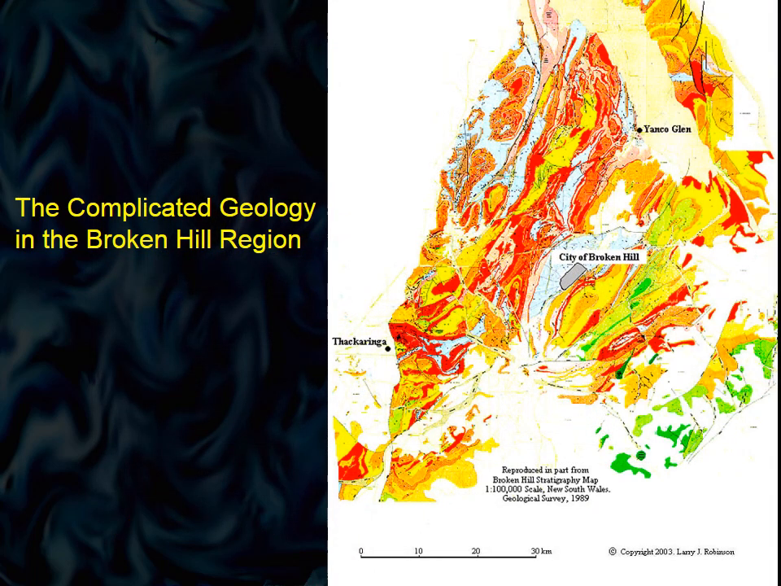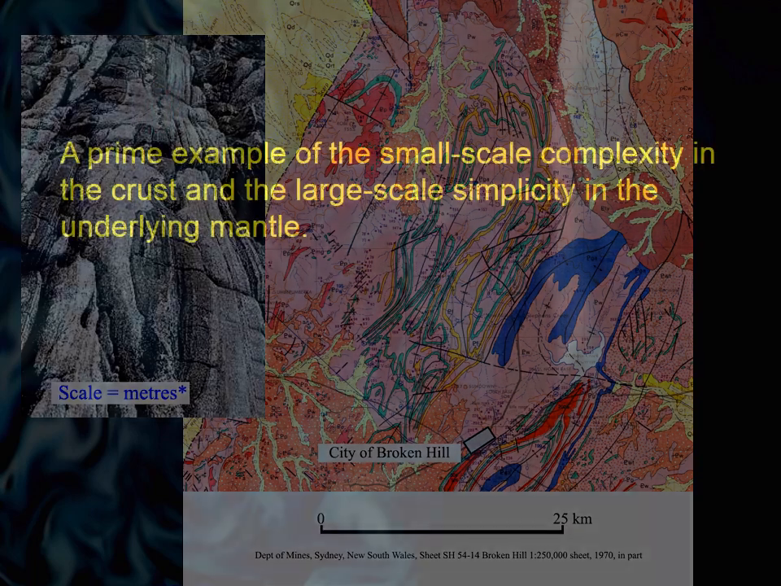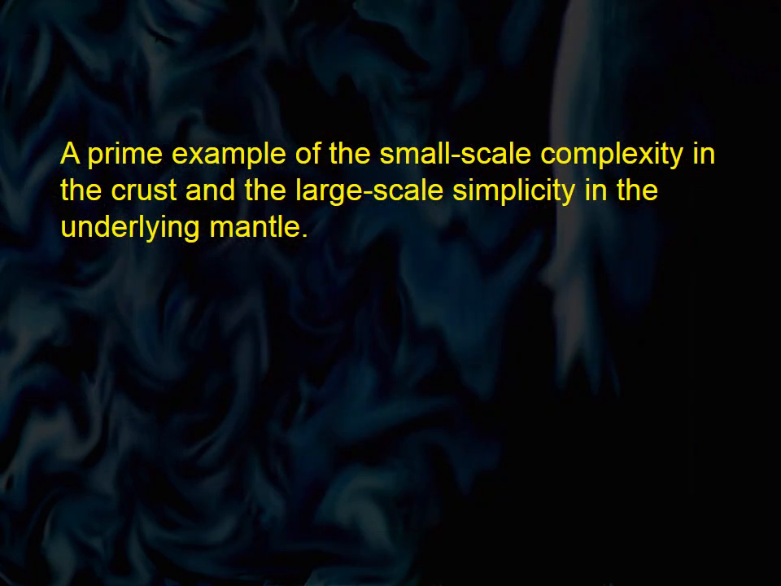The complicated geology in the Broken Hill region. That complication extends down to distances of kilometers and even meters. It is a prime example of the small-scale complexity in the crust and the large-scale simplicity in the underlying mantle.